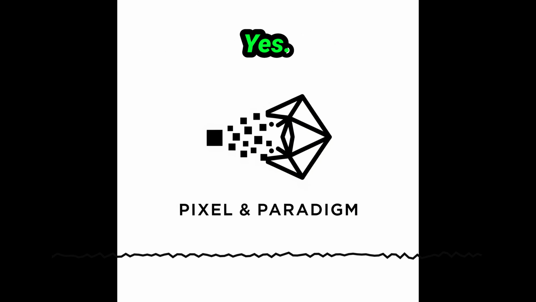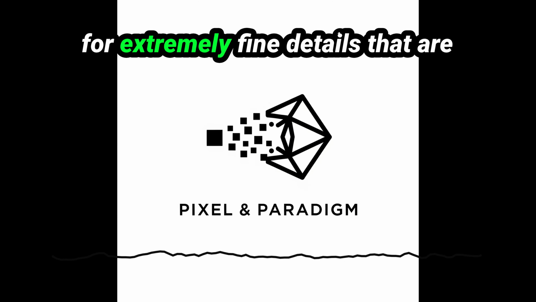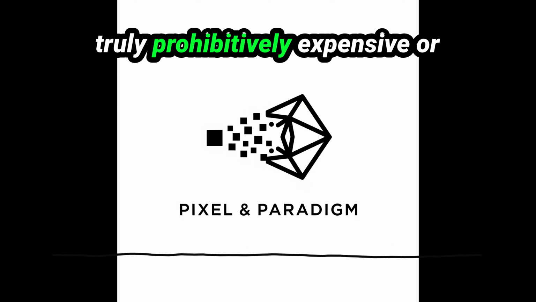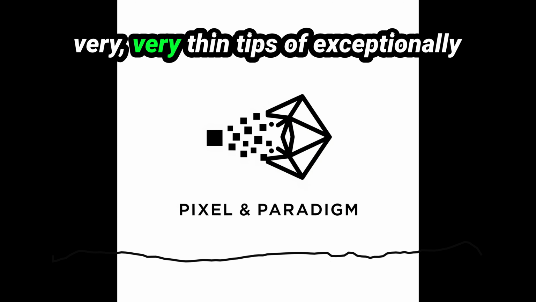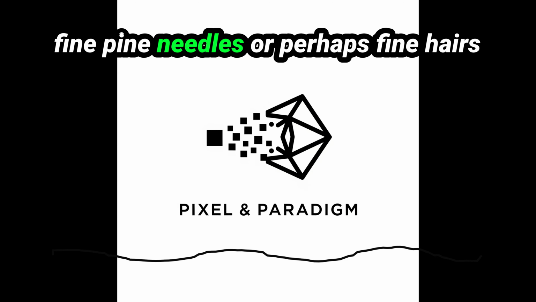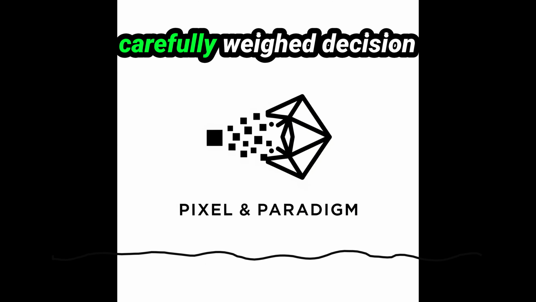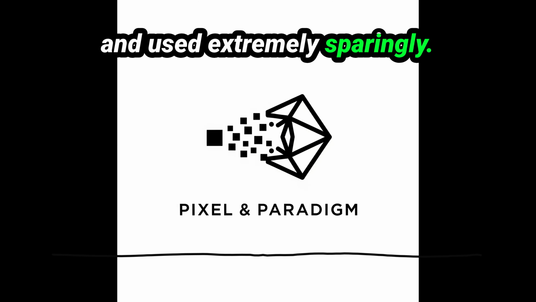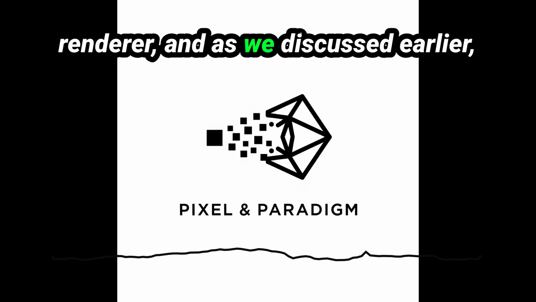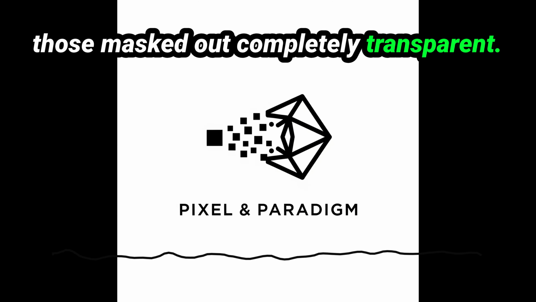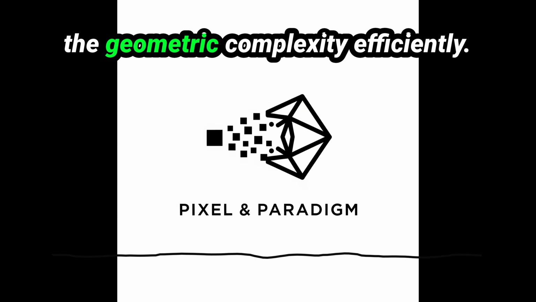There might be, yes. In rare, very specific cases, you might consider using masked materials for extremely fine details that are truly prohibitively expensive or impractical to model geometrically. We're talking about things like the very, very thin tips of exceptionally fine pine needles, or perhaps fine hairs or fuzz on certain types of plants. However, this should be a really carefully weighed decision and used extremely sparingly. Masked materials are inherently more expensive than opaque ones for the renderer, and as we discussed earlier, those masked out, completely transparent pixels still incur a significant rendering cost with Nanite, even though Nanite handles the geometric complexity efficiently.